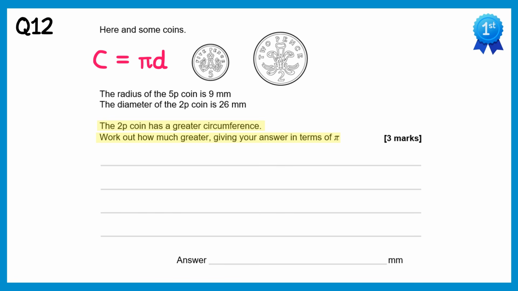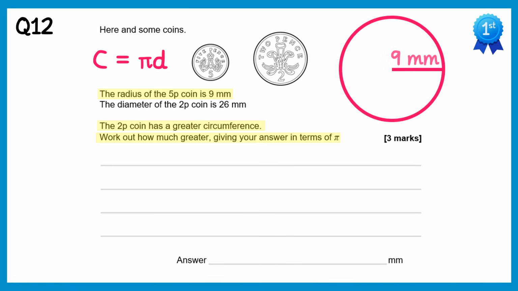It says the 5p coin has a radius of 9mm. So if we draw out a circle, the radius of 9mm would look something like this. Now the formula for the circumference was pi times diameter, not pi times radius. So if we double that 9mm, we get the diameter, which is 18. So for the 5p coin, the circumference is pi times 18, which is 18 pi.